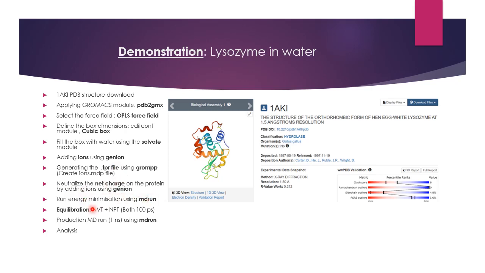Then we neutralize by adding charges, and then we do the energy minimization of the whole ensemble. Then we do the equilibration. So NVT takes the constant number of molecules, constant temperature, and volume. Then NPT takes the number, pressure, and temperature. Then we did the production MD run for 1 nanosecond using mdrun.